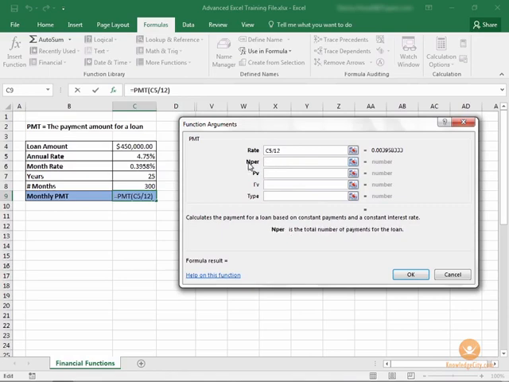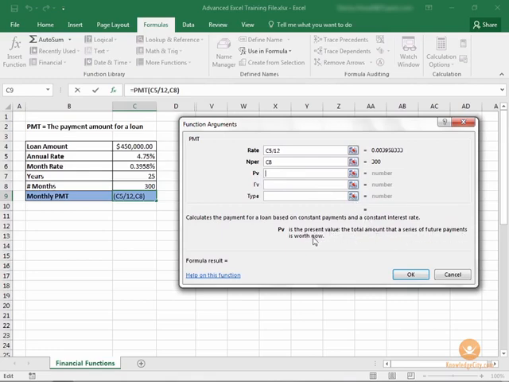The next piece of information is N per. N per is the total number of payments for the loan. And again, we have a choice here. We can either select C7 and multiply by 12 to get 300, or because 300 is already here for us, we could just select C8, and we know that that's the total number of payments that we're going to be making on the loan.